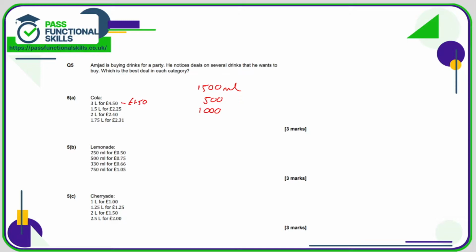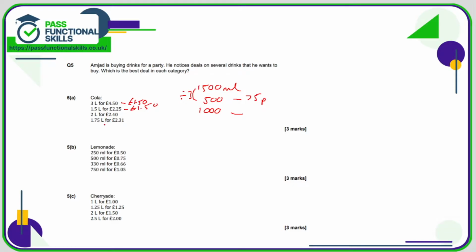So if 1.5 litres or 1500 millilitres cost £2.25, then 500 millilitres, that is 3 times less, is going to cost 3 times less. So that's going to work out as 75 pence. 225 divided by 3, 75. So 1000 is going to be 75 pence multiplied by 2, and that is also £1.50 per litre.